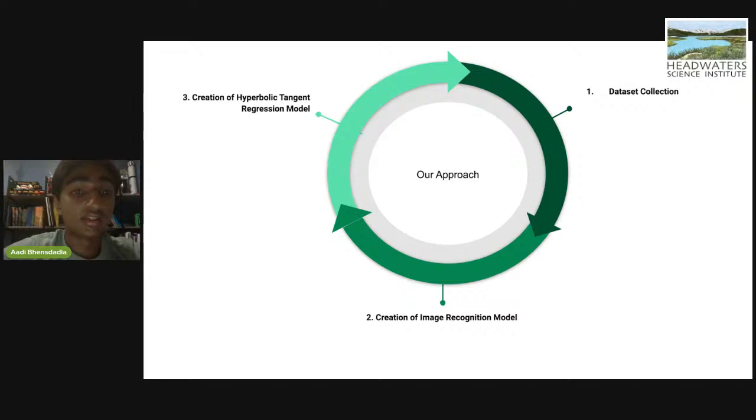And then stage 3 is the creation of the hyperbolic tangent regression model. So basically what happened is I used the confidence that I just discussed before and trained a hyperbolic tangent regression model to be able to output the exact serum potassium level. Because while it might be helpful for patients to know whether or not they have hyperkalemia, obviously clinicians will need to know a lot more information. They'd want to know the numerical potassium. And so that's why we're trying to estimate the numerical potassium level from the image recognition model.